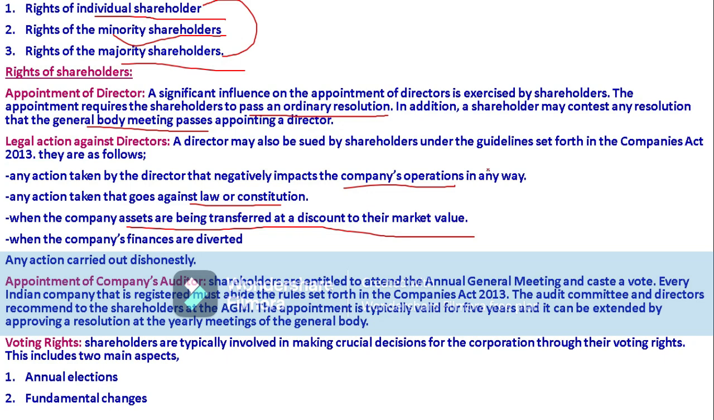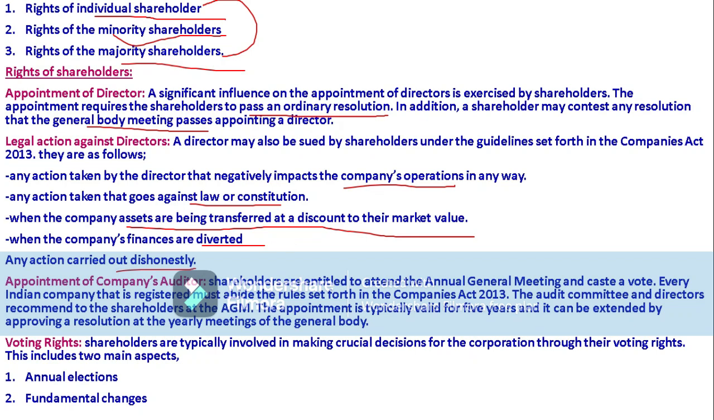So in cases where shares are transferred at an undervalued rate, and when the company's finances are diverted, meaning there is a diversion of funds of the company, or any action carried out dishonestly, an act done in a malafide manner, which can be referred to as malpractices done by the directors in a company. So these are the legal actions that can be taken by the shareholders on directors of a company.